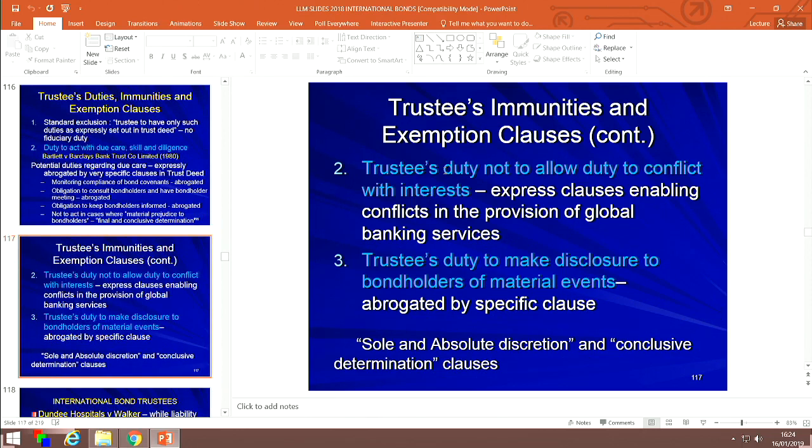Next, trustee's duty not to allow its duty to conflict with its interests. Same old story as in agent bank. Once again, express clauses enable the trustee to act in the face of conflicts of interest. Remember that formula? It's the same formula. May enter into any financial transactions with the issuer, enter into any business engagements or arrangements with the issuer, make whatever profits you need or want with the issuer, and you will have no obligation to account to the bondholders. It's the same formula, same clause.